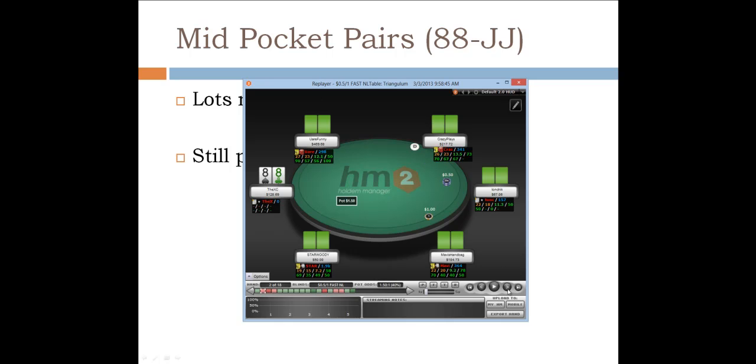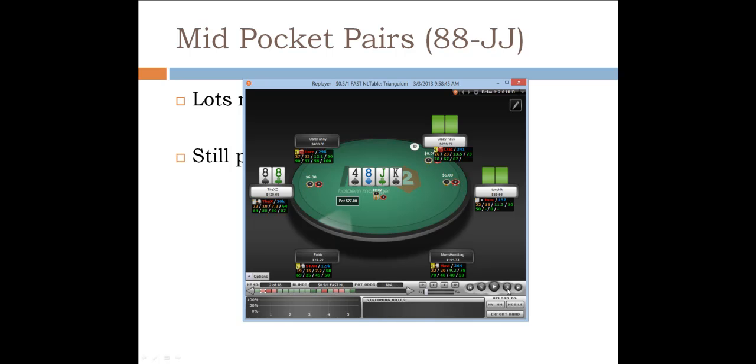Pocket 8s again. I flat. It goes multi-way. Great flop for us. I decided to slow play it just because there's limited draws here. Turn is a king, so I don't want to slow play it anymore. Two players call, and the river's a 9, and I put in a... I should bet bigger here, closer to 21. And the villain shoves here.